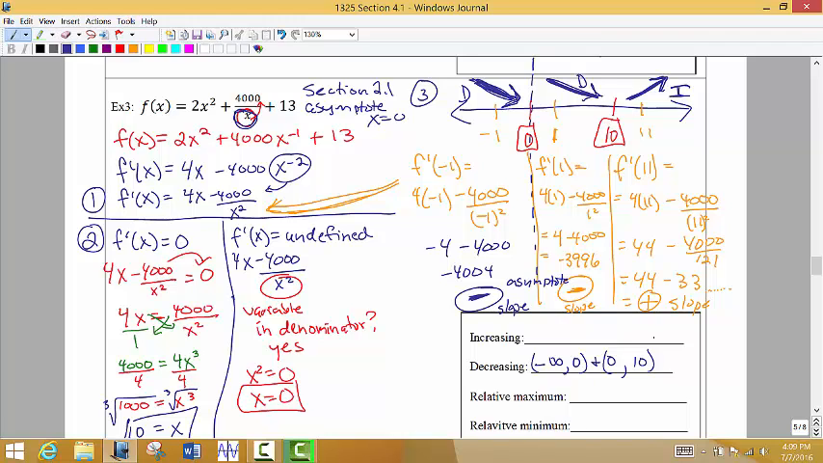Okay, where are we increasing? Well, we're increasing from 10 to infinity. Okay, so do we have a relative max? Do we have relative minimums? So let's look at this.